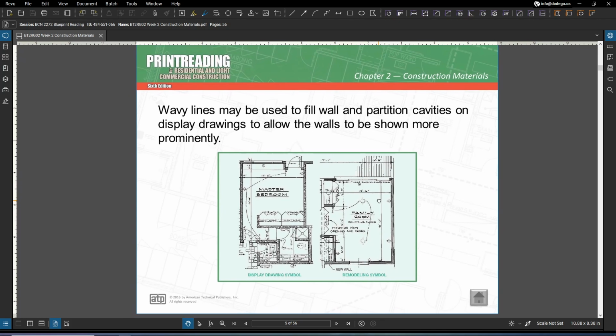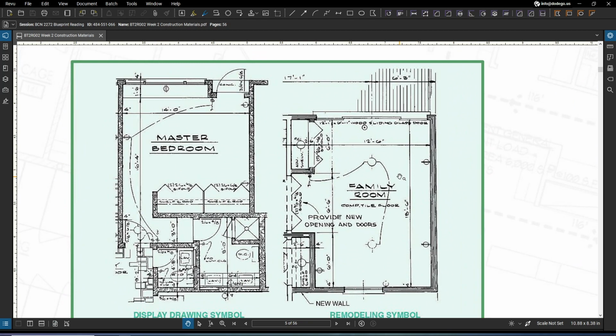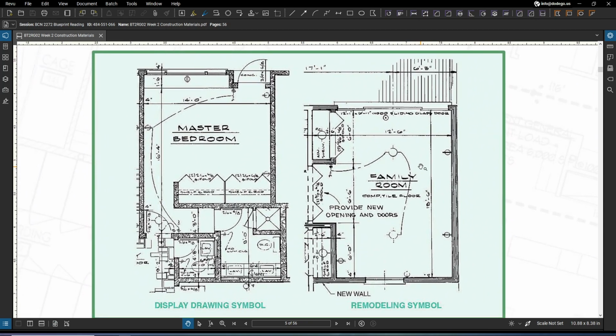Now, alternate symbols may be used to represent wood on display drawings or remodeling drawings. Wavy lines may be used to fill wall and partition cavities on display drawings to allow the walls to be shown more prominently. Now, in remodeling drawings, parallel lines may be used to fill wall and partition cavities to show parts that are new or require change.